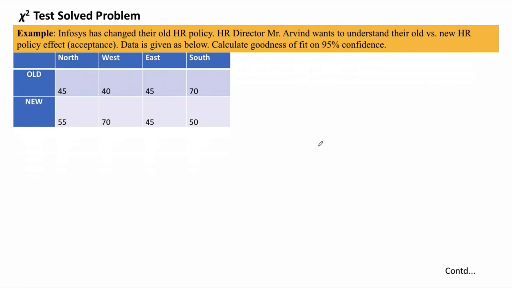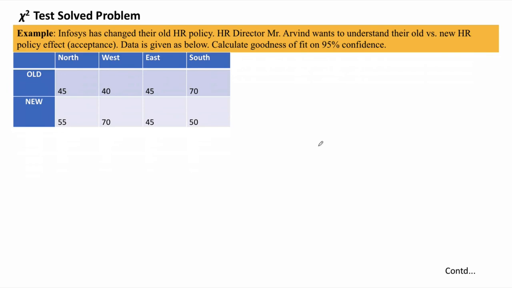Herein, it is said that Infosys has changed their old HR policy. HR Director Mr. Arvind wants to understand their old versus new HR policy effect. That means how much acceptance it has among the employees. Data is given as below, which is the observed data. Calculate goodness of fit at 95% confidence level. Now, what data is given?